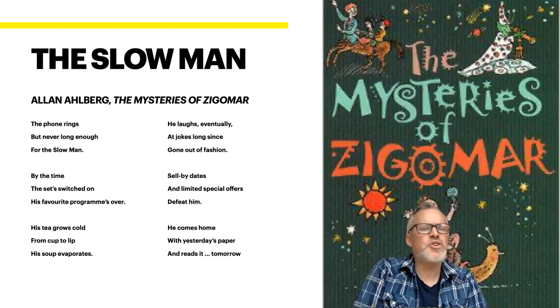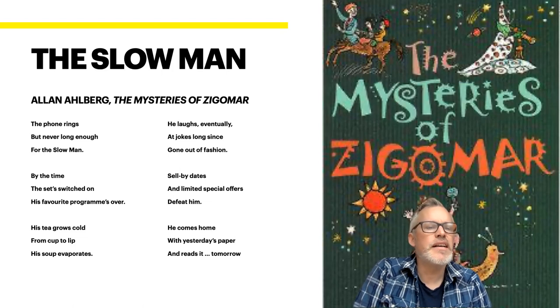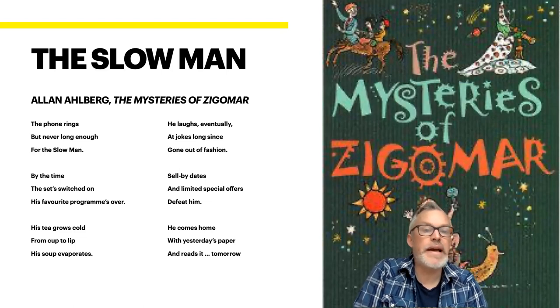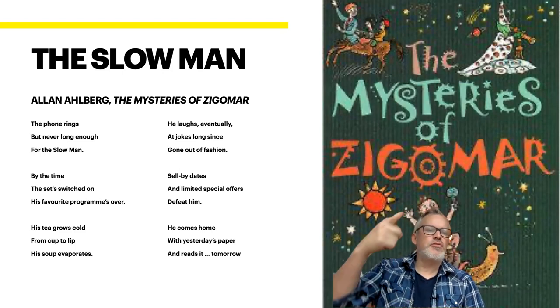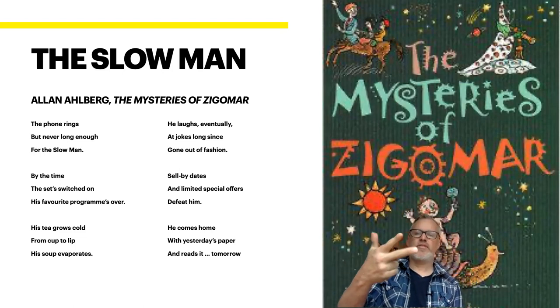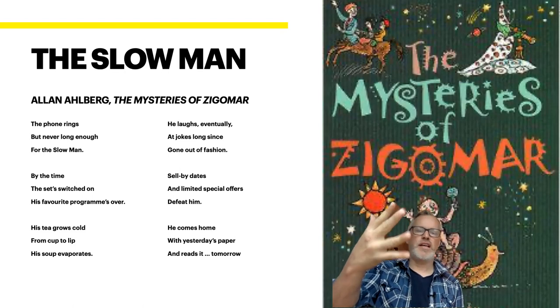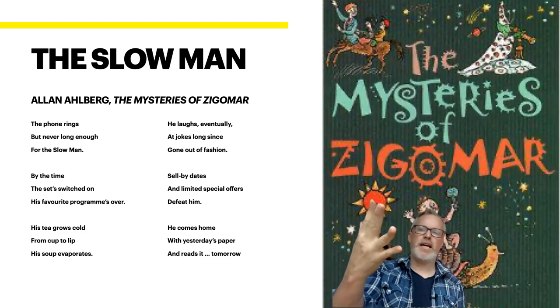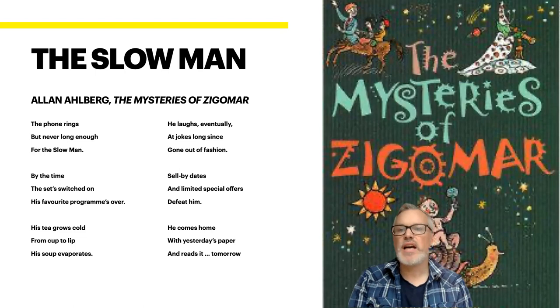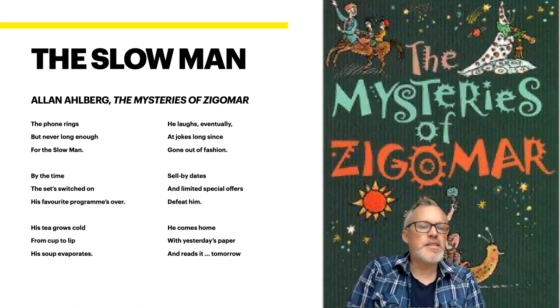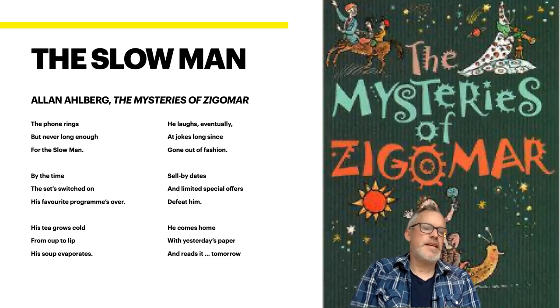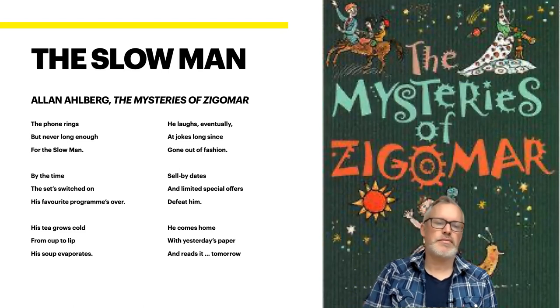So we can see already we've got no rhyme: rings, enough, man. No internal rhymes. The phone rings, but never long enough for the slow man. Three, five, four. So we seem to have a higgledy-piggledy meter or rhythm as well. By the time the set switched on, S sounds, we'll come to alliteration just a bit later, his favorite program's over.